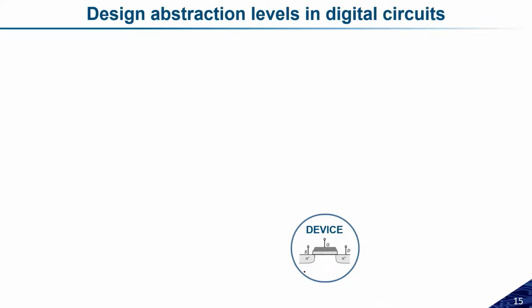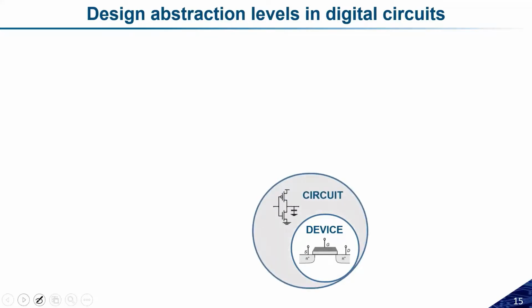Okay, once you know the fundamentals of these devices, you need to create some logic gates. So the next abstraction level is the circuits. If you see this circuit, this is the circuit of an inverter. Here I have used one PMOS transistor and one NMOS transistor. With the help of PMOS and NMOS transistors, we can create a basic CMOS-based circuit.